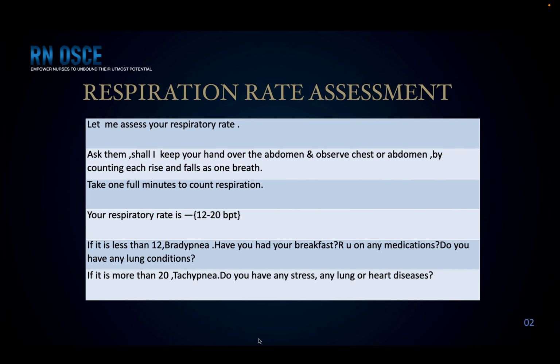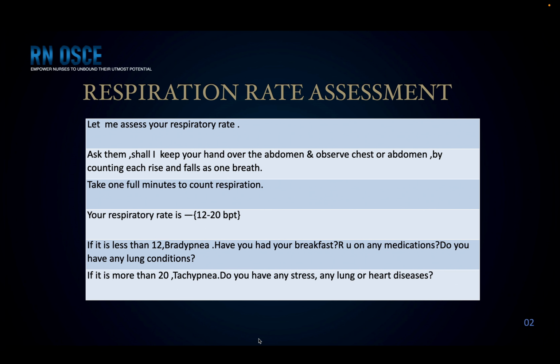And next is respiratory rate assessment. You have to ask again, shall I proceed with checking your respiratory rate? For this, I will place your hand over your abdomen and count your breaths for 1 full minute. Take 1 full minute to count respiration by counting each rise and fall as 1 breath. Once done, again you have to declare that your respiratory rate is so and so.